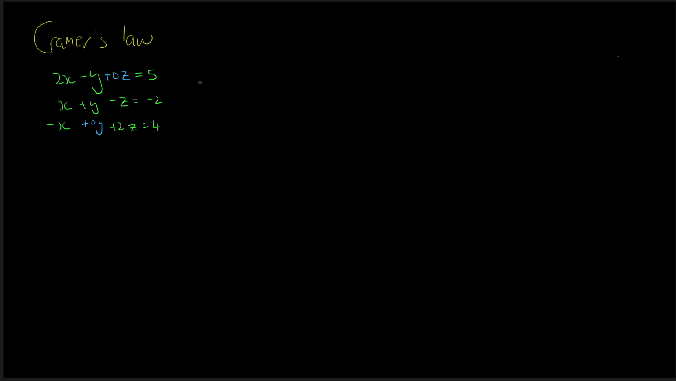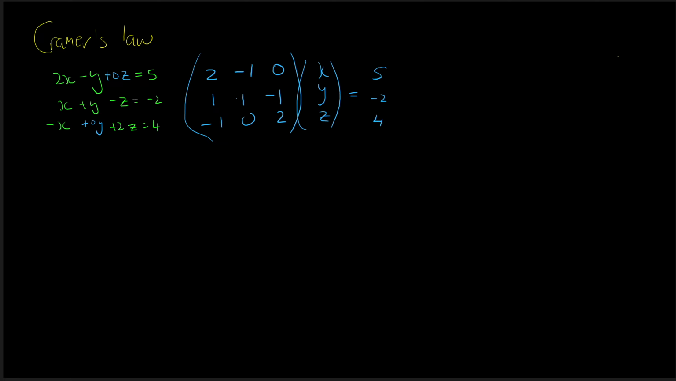And then we create the A matrix, which would be 2, minus 1, 0. The second equation is 1, plus 1, minus 1. And minus 1, 0, and 2. The variables are going to be x, y, and z. And the answer matrix is going to be 5, minus 2, and 4.